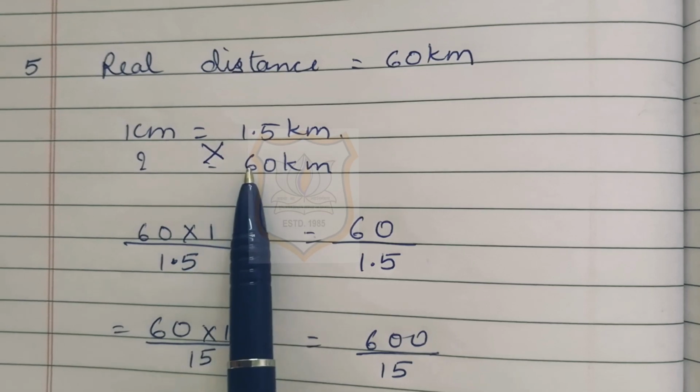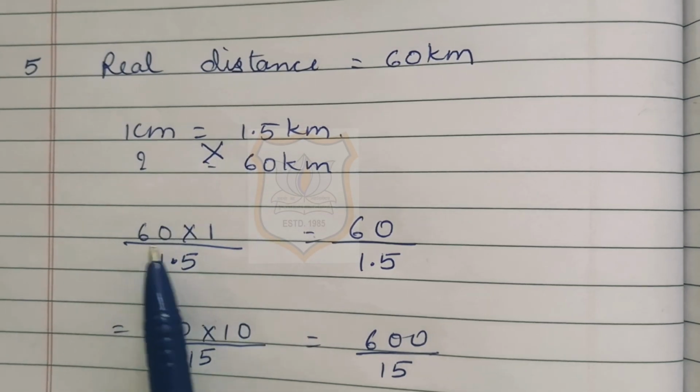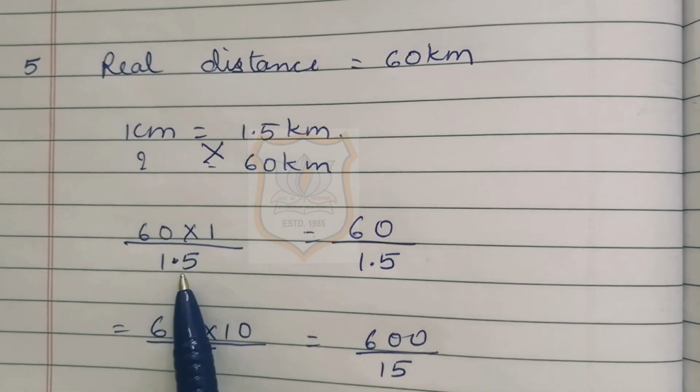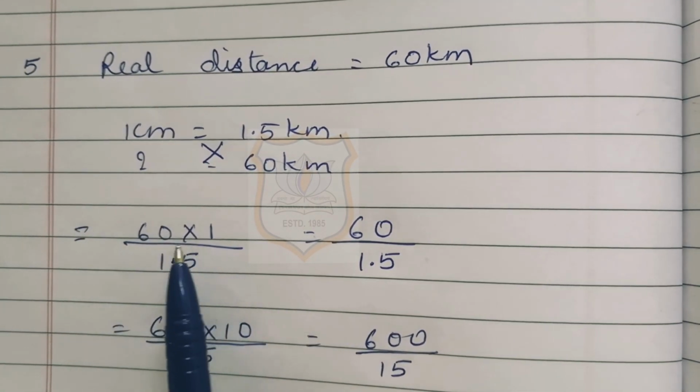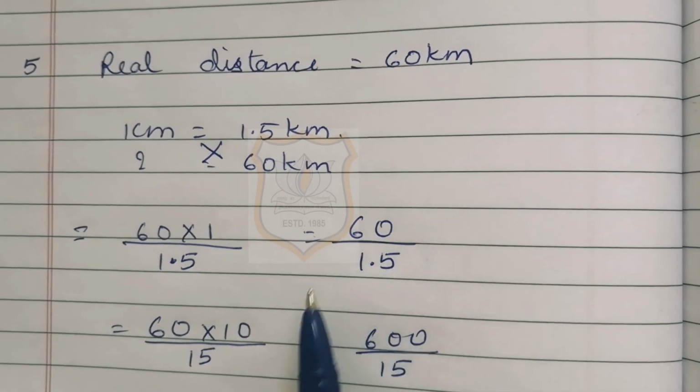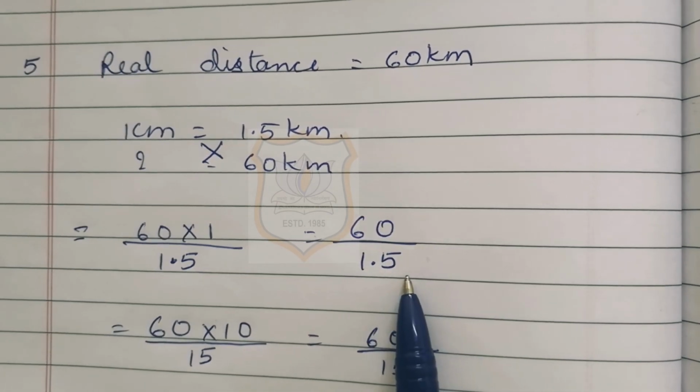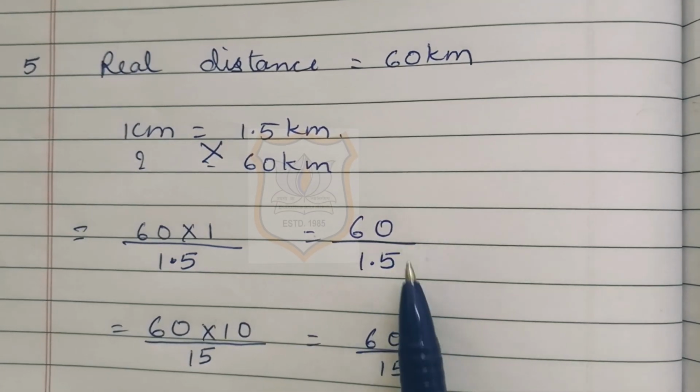So we will divide this 60 by 1.5. Here we will write 60 divided by 1.5. Now we will take this 60 and 1. 60 multiplied by 1 is 60 and we will write 1.5 here. We have to divide 60 by 1.5.